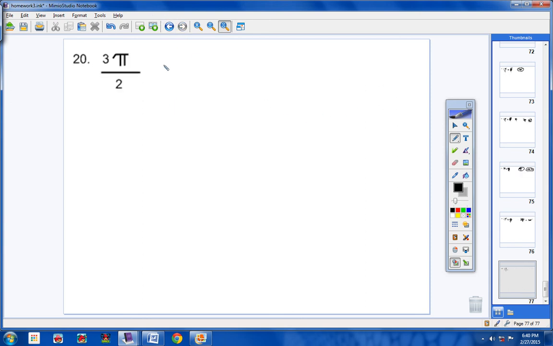Alright, number 20, we're going to convert these radians to degrees. Whenever we do that, we multiply by 180 over pi. Your pi cancels with your pi. Your 2 would cancel into your 180 90 times, and 3 times 90 would be 270 degrees over 1, and you really don't need that. So 3 pi over 2 in radians is the same thing as 270 degrees.